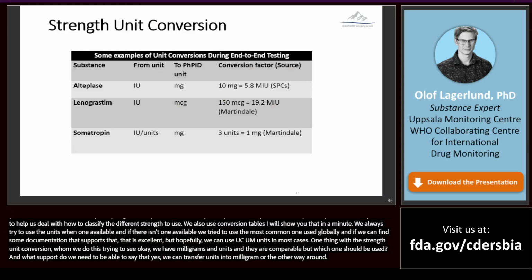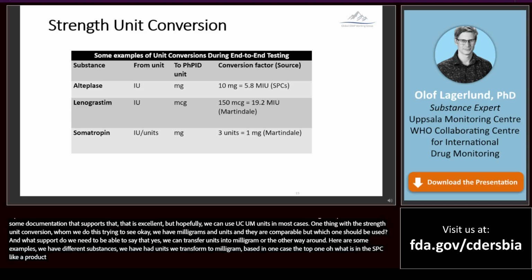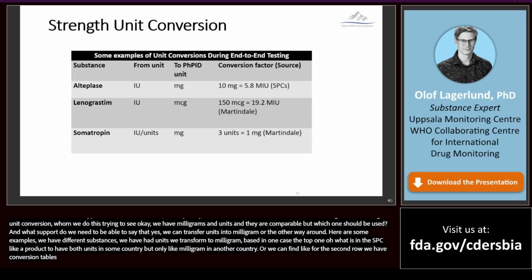Well, here are some examples where we have some different substances, where we have had international units that we transform to milligram based on, in one case, the top one, on what's in the SPCs. It's something like a product can have both in some countries, but only milligram in another country. Or for lenograstim or somatropin, we have conversion tables in Martindale, for instance, where we can find those and transfer. And we try to use the most common one, the one you can find in the most countries.